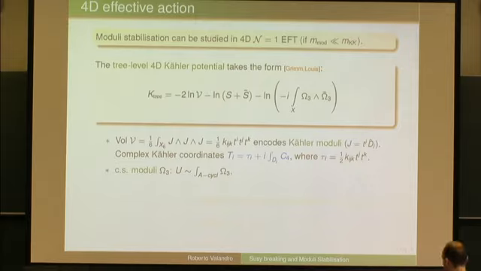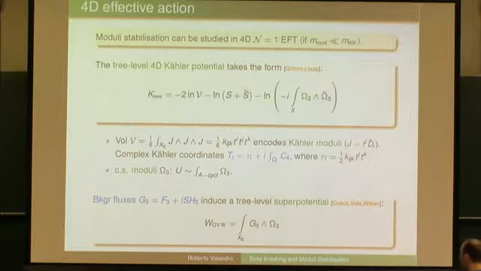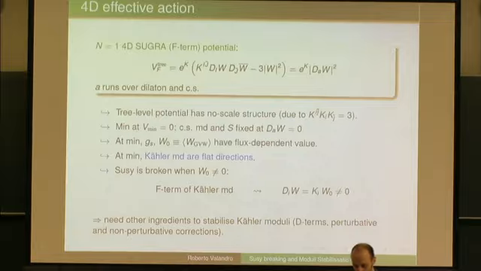Now, the introduction of three-form fluxes will induce a tree-level superpotential, the famous Gukov-Vafa-Witten superpotential, which is of this form. You see that it depends on G3, because this is what we introduced, and on omega 3. So it's in the right form to stabilize what we expect from 10D: the complex structure moduli and the axio-dilaton.